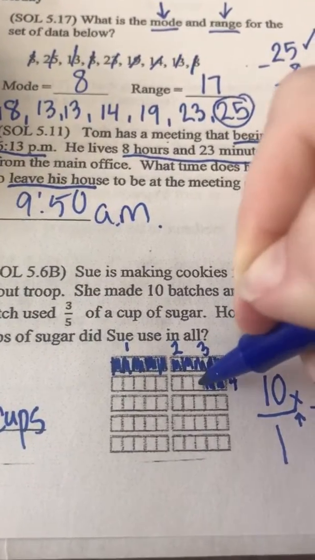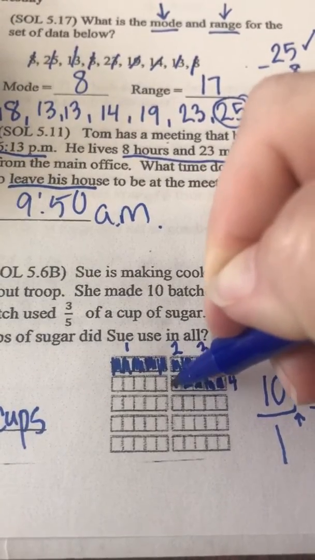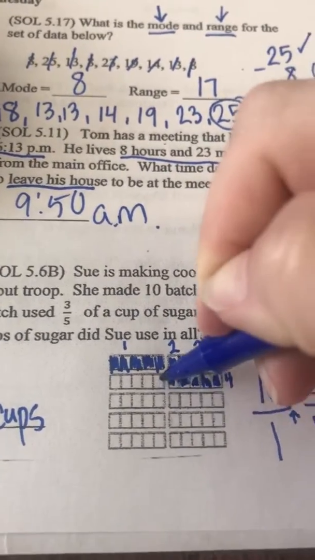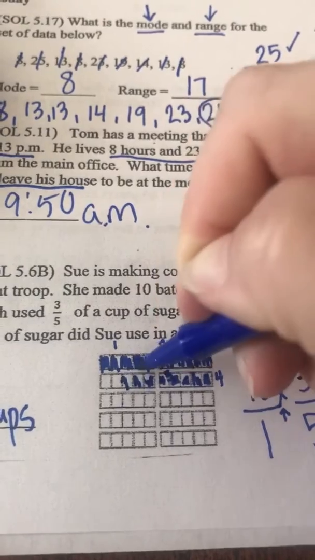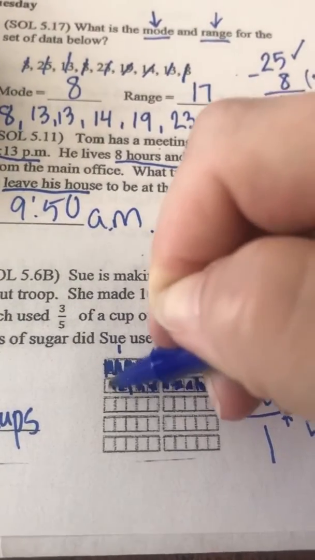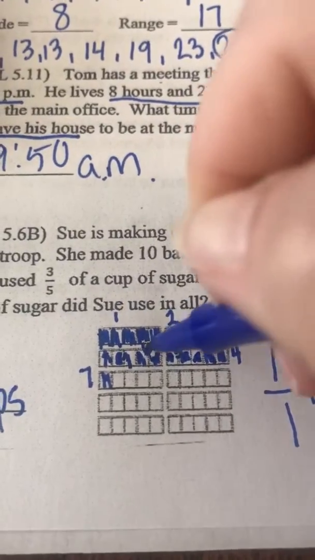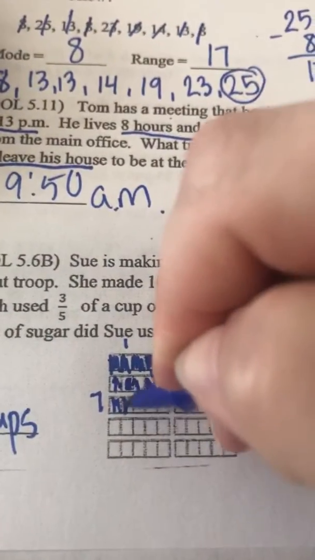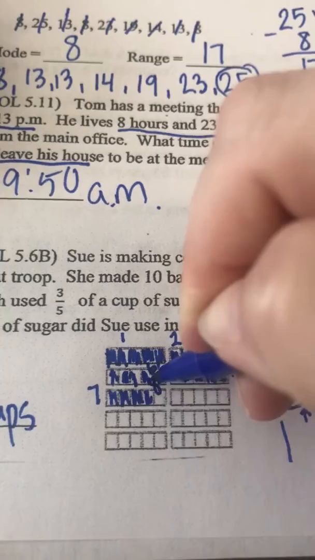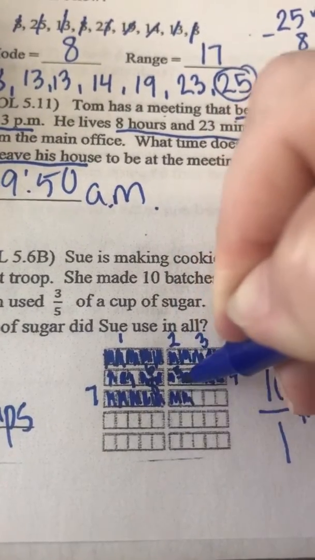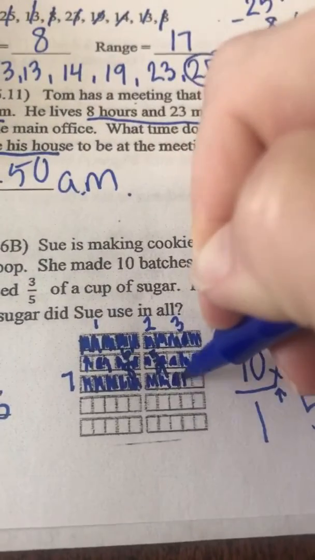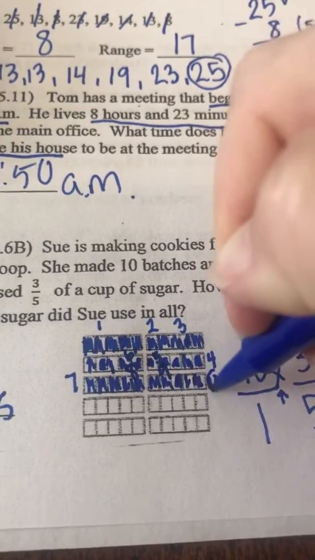The 4th batch. And another. That's the 5th batch. And another. It's the 6th batch, 7th batch. Okay, and I'm just keeping track of my batches as I go along. 1, 2, 3, 8. 1, 2, 3, 9. 1, 2, 3, 10 whole batches.